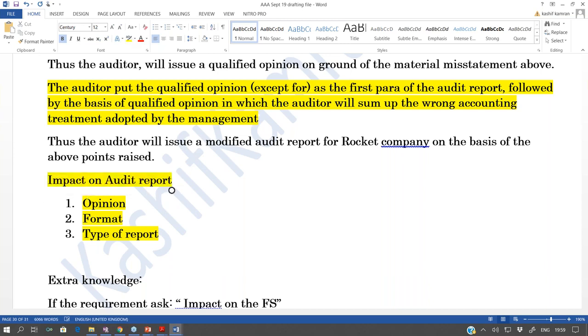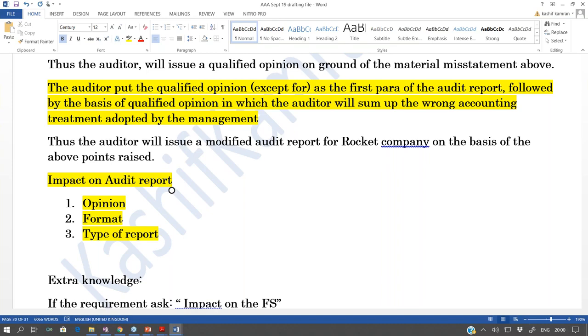Should you just be telling the impact on opinion, or should you be telling the impact on opinion plus the format? Or should you be telling the impact on opinion plus format and the type of report? So are you understanding the breakdown of impact on audit report: opinion, format, and type of report? Is everyone clear on that? Should I write all 3 of them in every case? No, I should see the number of marks to get through it.